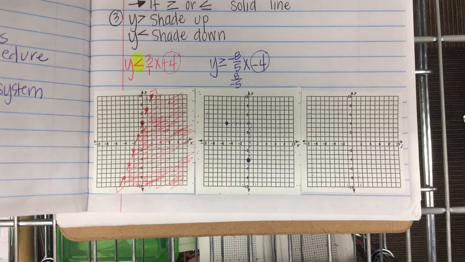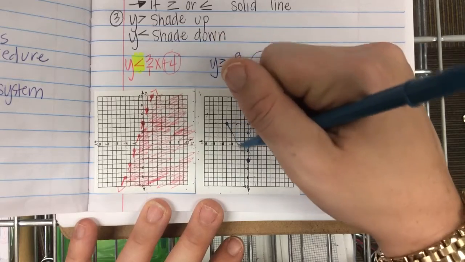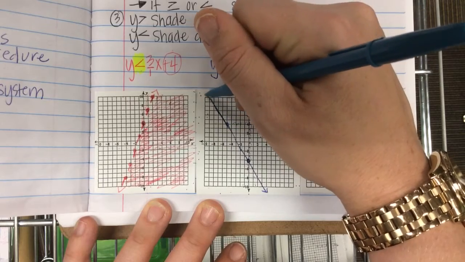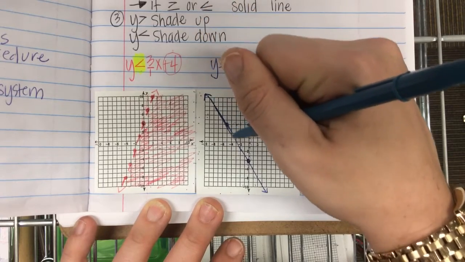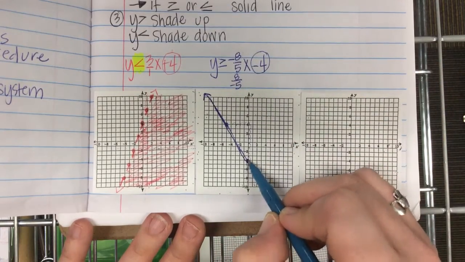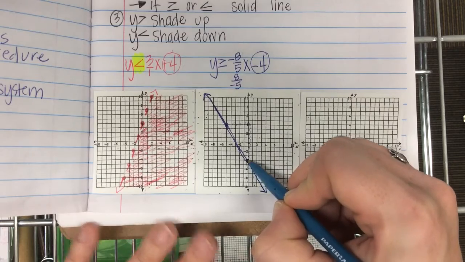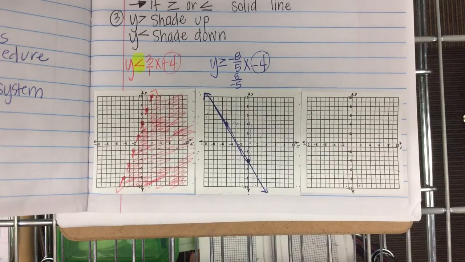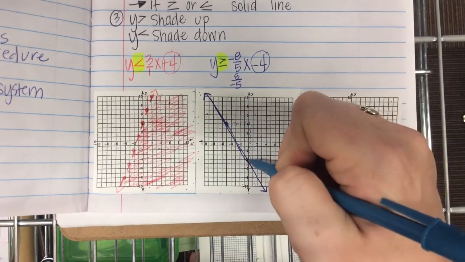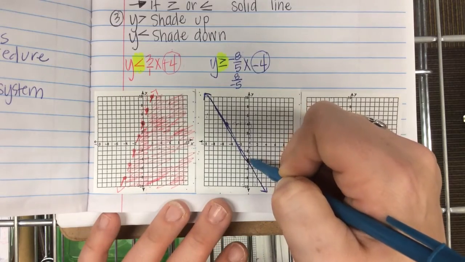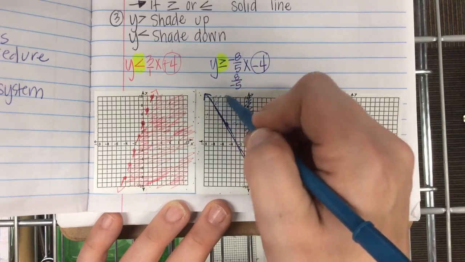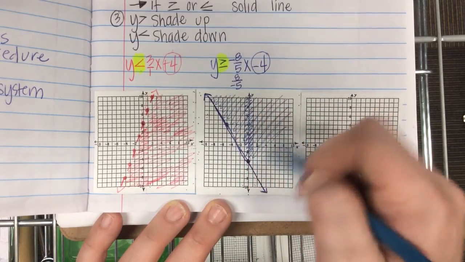Am I going to connect these dots? Yes. These get connected because there's an equal sign. I find my intercept, which is right here. And is y greater than or less than? Y is greater than. So I'm right here. Y is bigger, so I'm shading up. And since I shade up, that means everything on this side of my line.